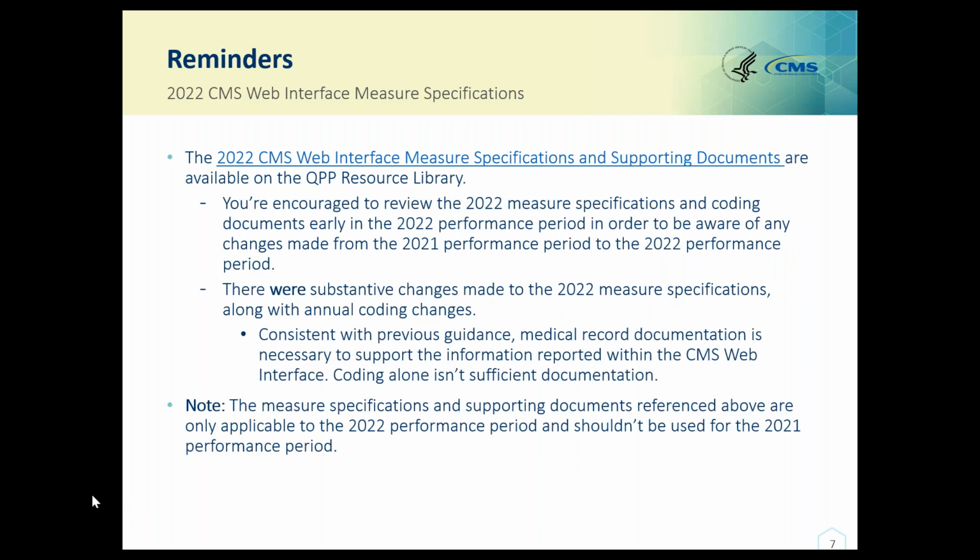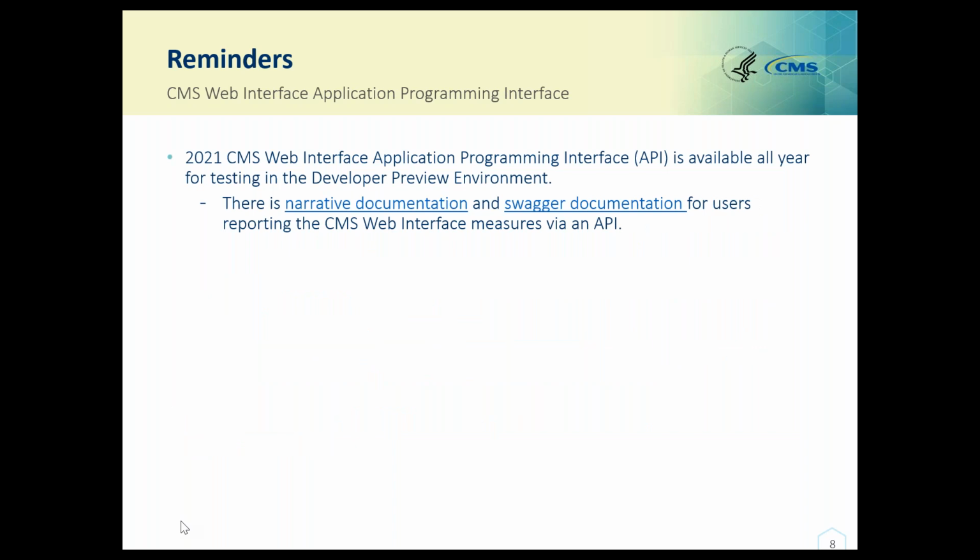The 2022 CMS Web Interface measure specifications and supporting documents are now available on the Quality Payment Program Resource Library. We encourage you to review all updated documents early each year to review the changes that occur between performance periods. The 2022 measure specifications and supporting documents referenced on this slide are applicable to the 2022 performance period and shouldn't be used for the 2021 performance period or submission. The CMS Web Interface API is available all year for testing in the developer preview environment. Please review the links listed here for more information.